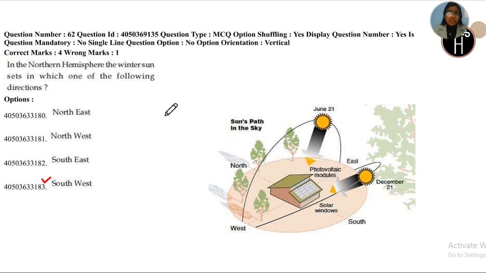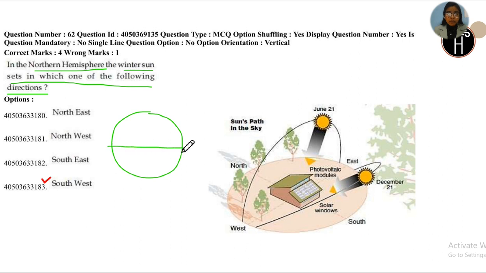Next question we have is, in the northern hemisphere, the winter sun sets in which one of the following directions? So as you all know, Earth is divided into two hemispheres, the northern and the southern hemisphere. So the question is asking about the northern hemisphere, where the winter sun sets in which direction? So it sets in the southwest direction.